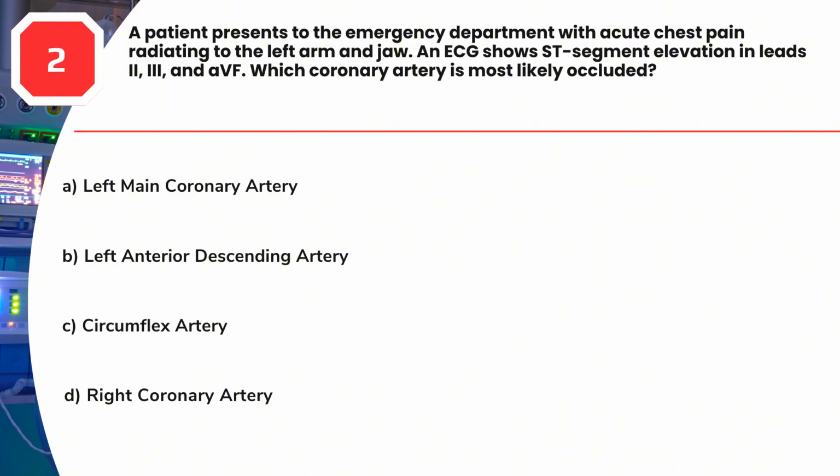Question 2. A patient presents to the emergency department with acute chest pain radiating to the left arm and jaw. An ECG shows ST segment elevation in leads II, III, and aVF. Which coronary artery is most likely occluded?